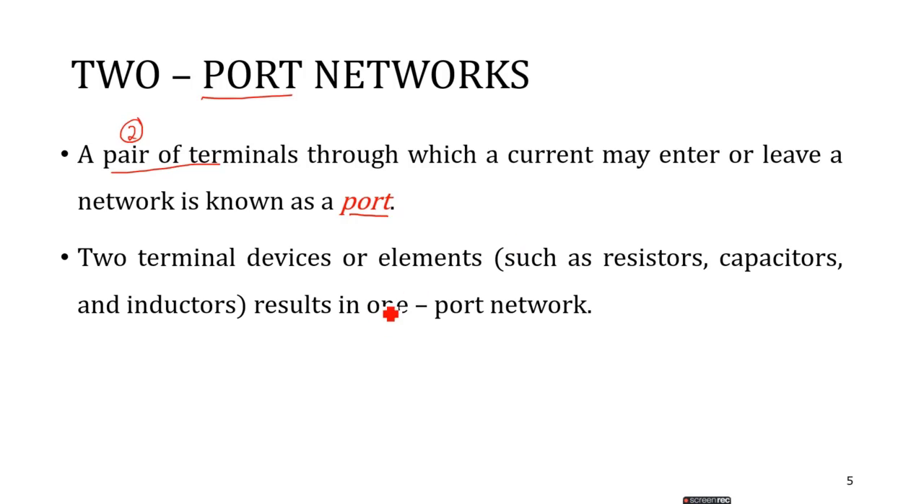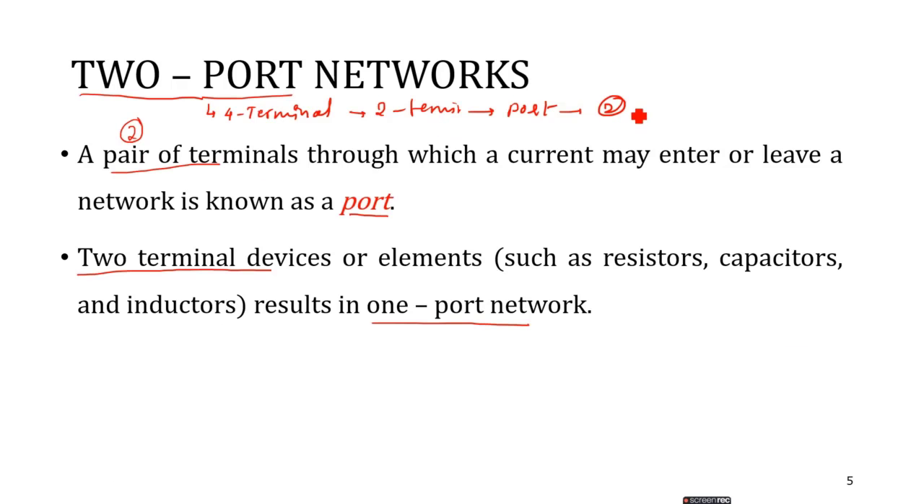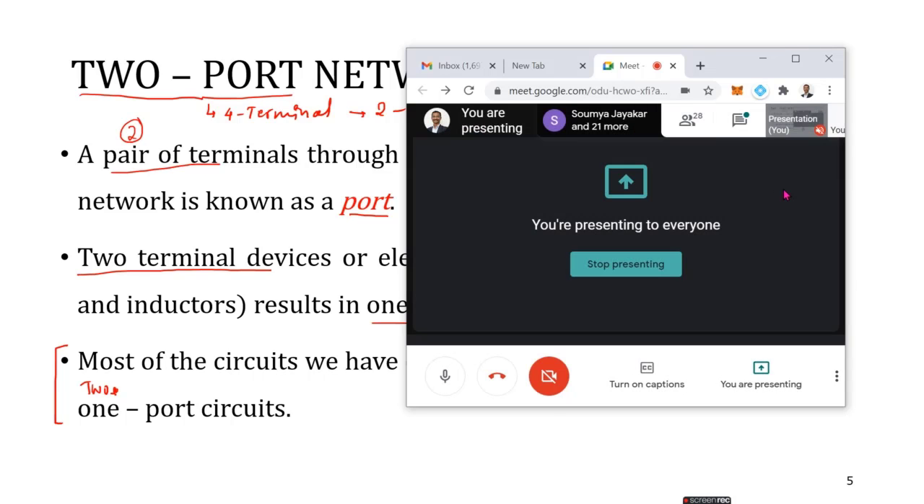Two terminal devices or elements result in a one-port network. You can see here, if we find 2 terminals, then that is called a one-port network. Our discussion is a 2-port network. That means there must be 4 terminals, because 2 terminals form one port, but we are discussing a 2-port here. Most of the circuits dealt with so far have 2 terminals or one port, but that is not our discussion. Our discussion is 2-port circuits.